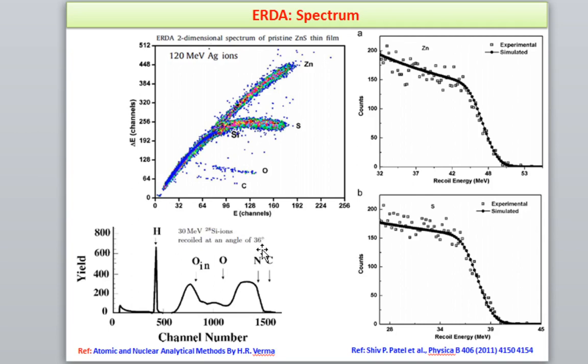Recoil angle was 36 degrees. If you see here, you can see all the light elements. Hydrogen was basically detected, and you see the hydrogen peak is very high. It means ERDA is very sensitive to the lightest element, so that is why hydrogen is detected. If you see oxygen, then nitrogen, carbon, so it can detect all elements. Okay.